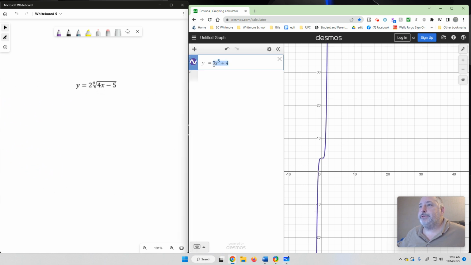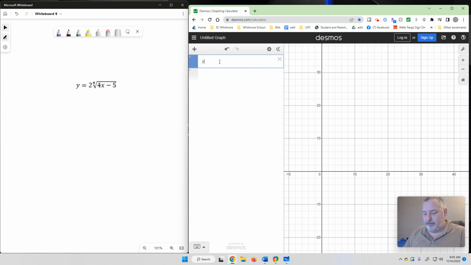This is a root. Even roots are going to have some limitations. Odd roots, not so much, because you can take a root of an odd, believe it or not. But let me show you one thing before we get to this one.